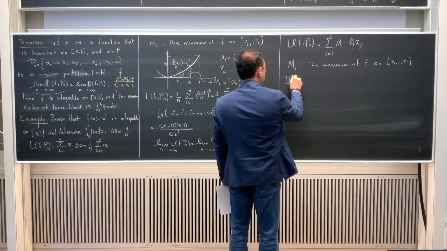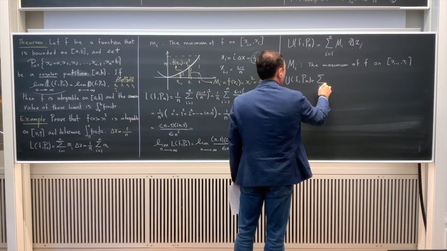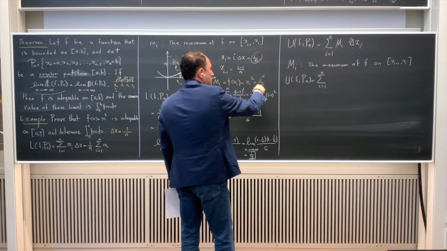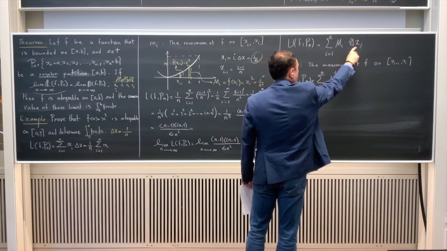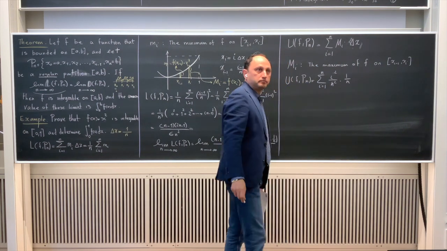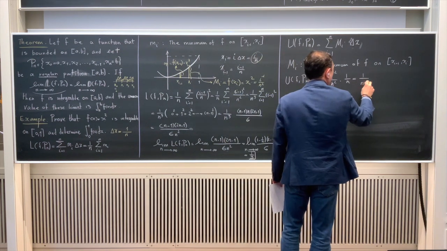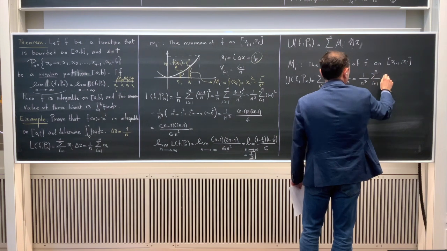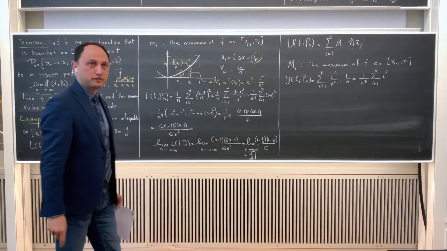So this means that U(f, Pn) is equal to the sigma, i goes from 1 to n. Instead of Mi, I write i squared over n squared. Instead of delta x, I put 1 over n. Yes? And then this becomes exactly the same. 1 over n cubed goes out. Sigma i goes from 1 to n. More or less, I get the same sort of sigma with a little bit of shift.